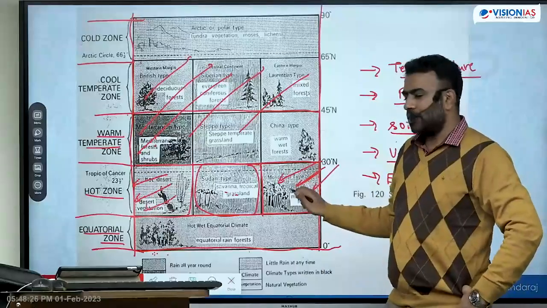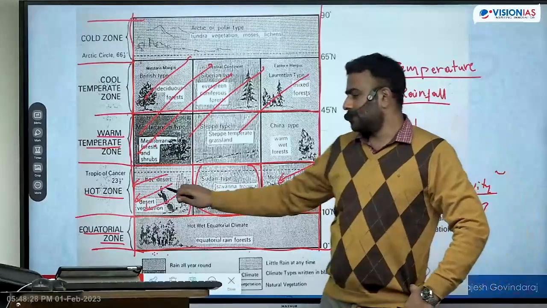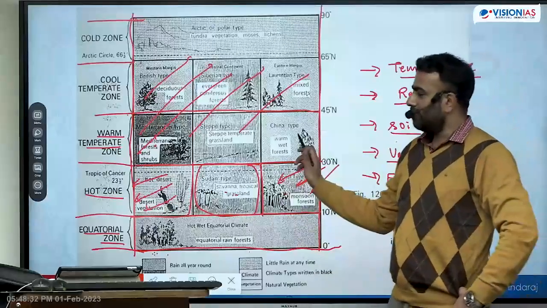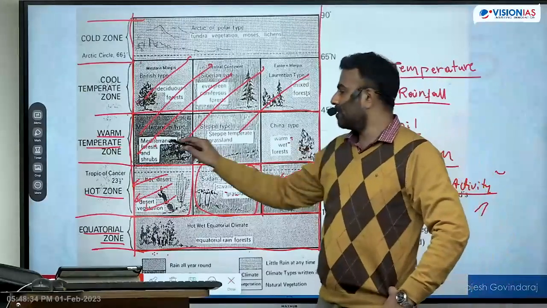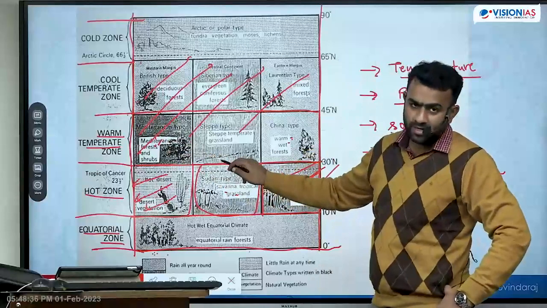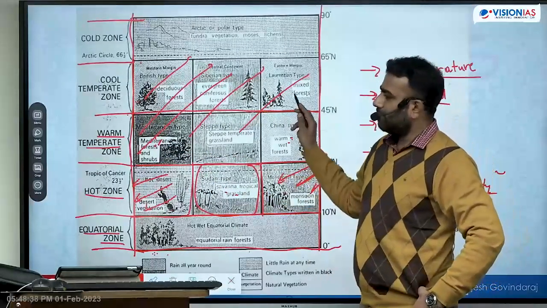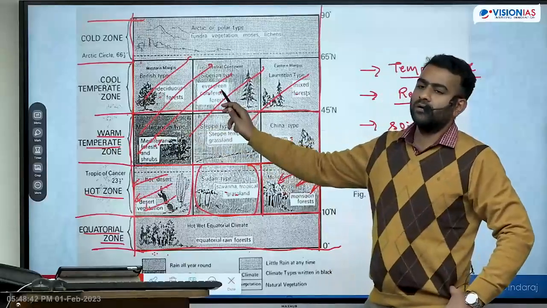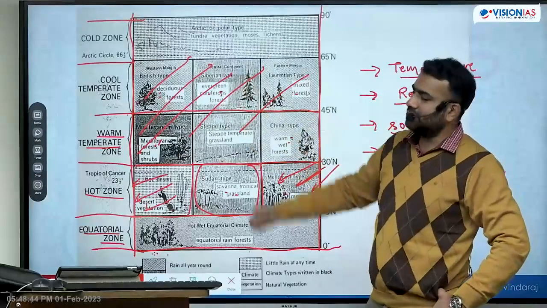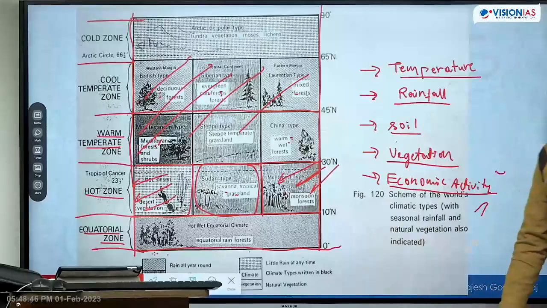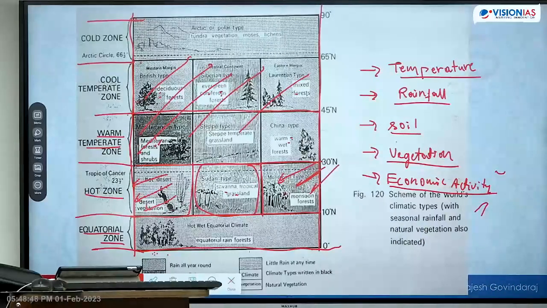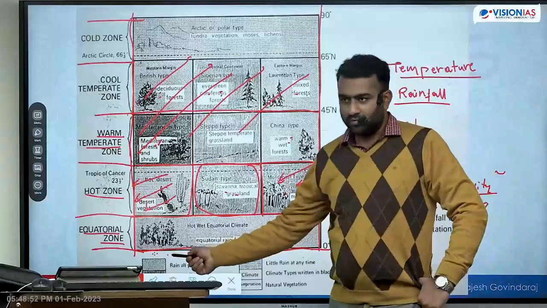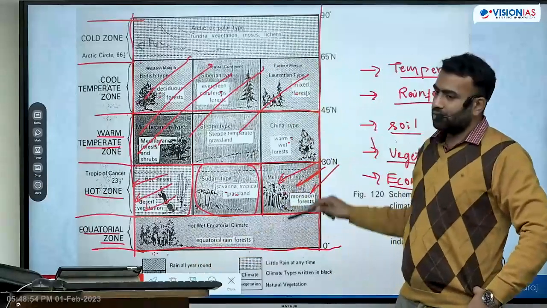This is hot zone eastern margin, hot zone western margin, hot zone continental. Warm temperate eastern margin, warm temperate western margin, warm temperate continental. Cool temperate eastern margin, cool temperate western margin, cool temperate continental. This is polar. Total of 11 climatic regions. Okay, 1, 2 and then total of 9.